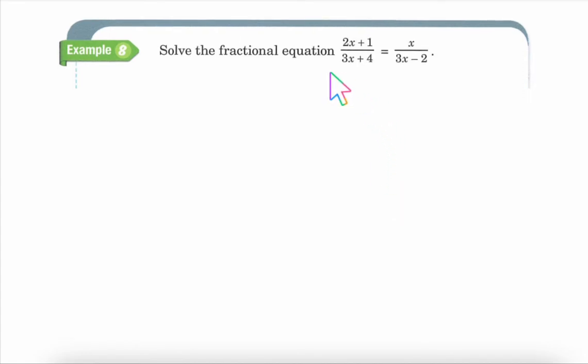Let's try example 8 from the book. Solve the fractional equation 2x plus 1 divided by 3x plus 4 equals x divided by 3x minus 2. Go ahead and pause the video and try it on your own first.